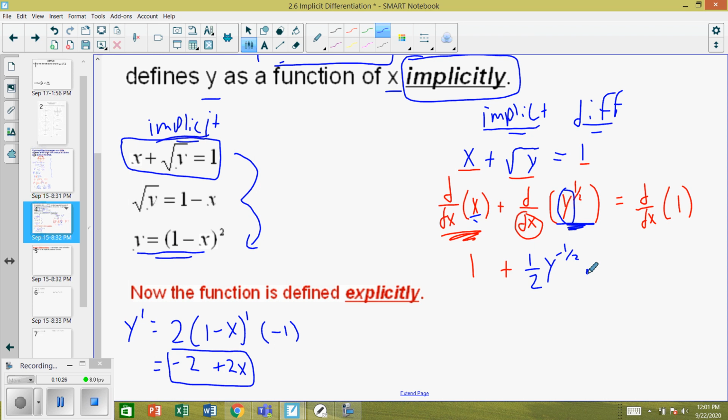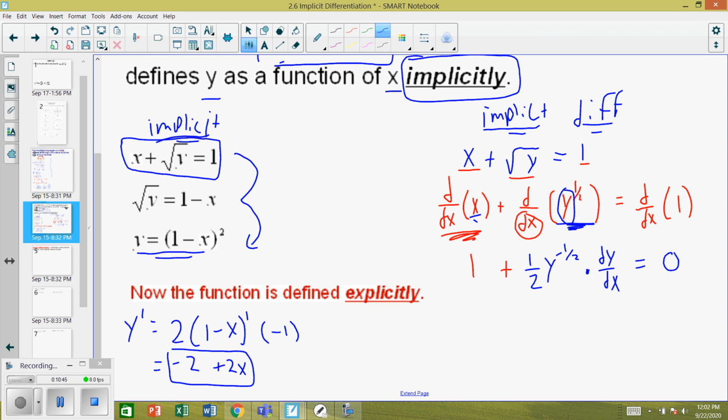I don't know what y is. I'm just going to call it y prime. Another way that we write that with implicit differentiation is just dy over dx, which is another way of saying y prime. And the derivative of 1 is 0. So there you have it. That is the derivative implicitly.